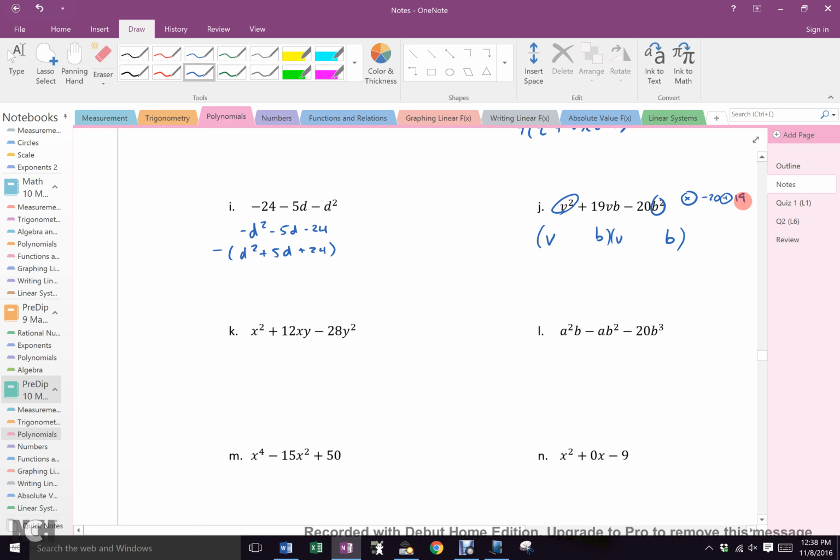1 and 20. Which one goes where? Plus 20, minus 1. Would I write 1b? No. Everybody getting it? Okay, K is exactly the same as J, so you should be able to do it by yourself. What is it?